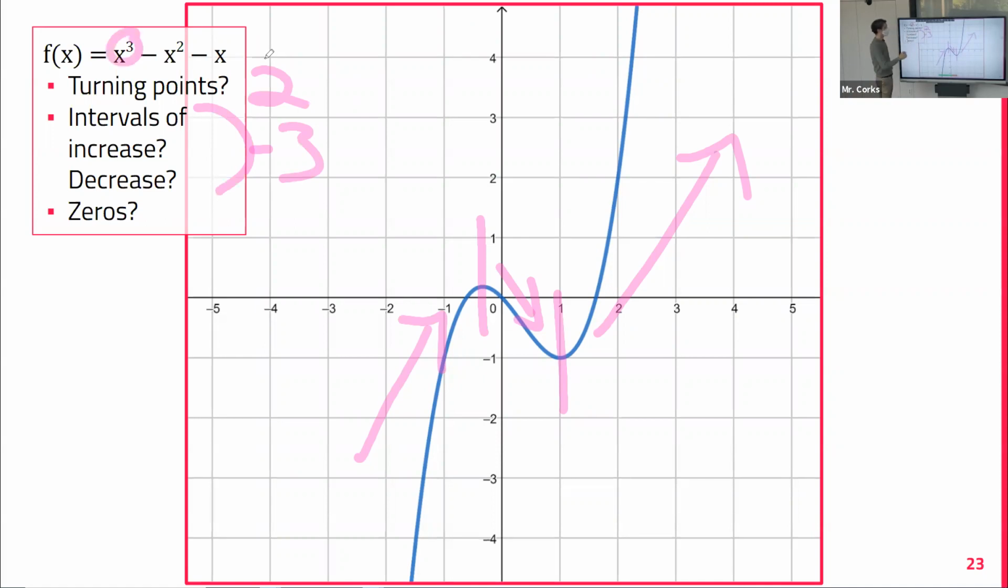The largest exponent here is a 3. So 3 intervals make sense. 3 minus 1, 2 turning points make sense. Lots of patterns we can notice.